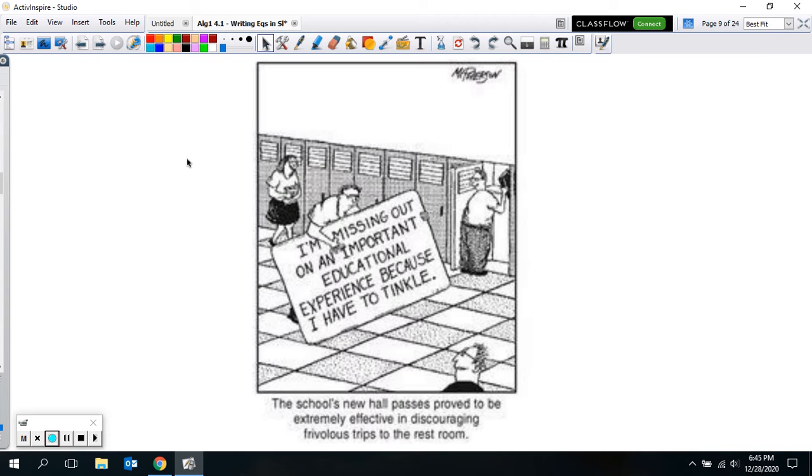Here's one that's in a school hallway. It says the school's new hall passes proved to be extremely effective in discouraging frivolous trips to the restroom. And the cat is carrying this huge, massive, big poster. "I'm missing out on an important educational experience because I have to tinkle." So yeah, that might deter some people from using the bathroom during class. All right, well here we go, getting into our first part for this.